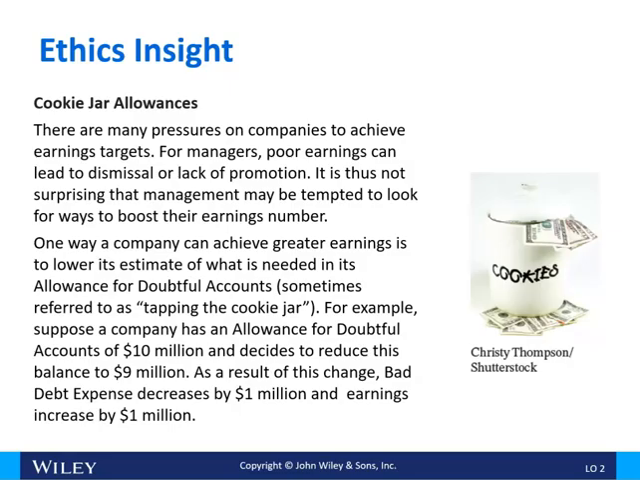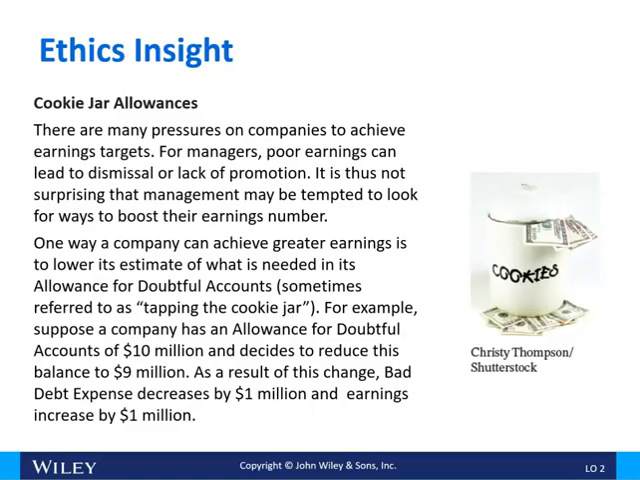So there are many pressures on companies to achieve earnings targets. Poor earnings can lead to dismissal or lack of promotion, and potentially lower bonuses. So management may be tempted to look for ways to boost their earnings number. One way a company can achieve greater earnings is to lower its estimate of what is needed in its allowance for doubtful accounts. Doing this is sometimes referred to as tapping the cookie jar.